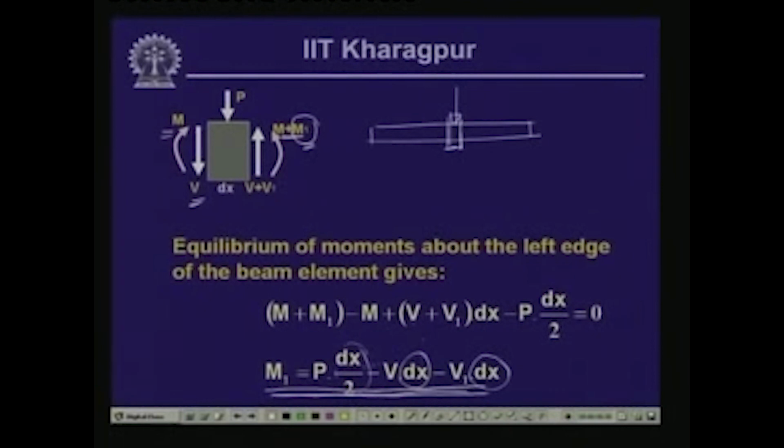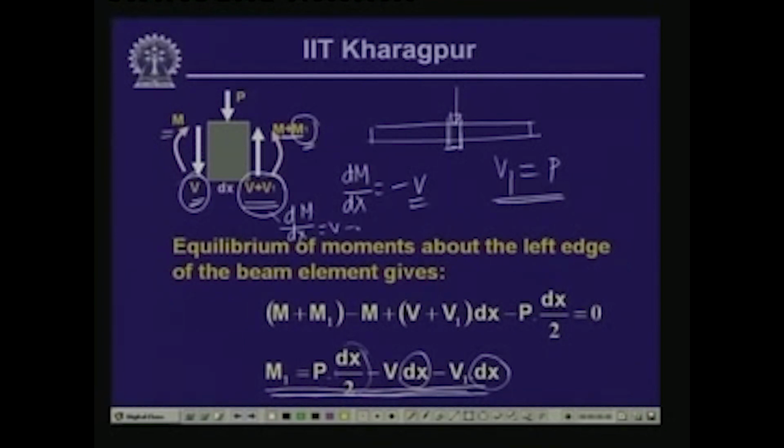But there will be a change in the rate of change of the moment. As we have seen, dM/dx equals minus V. On this side we have V, and on this side we have V plus V1, and as we have seen from vertical equilibrium, V1 is equal to P. So, on this side the rate of change of moment dM/dx is equal to V plus V1, or the negative of the whole thing. Here there will be a change of the order of P from the left hand side.